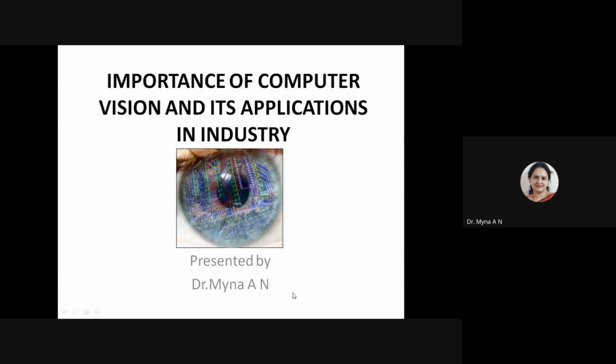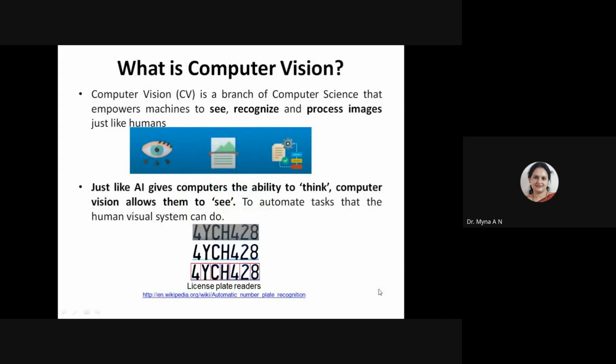A very good evening to one and all gathered here for the presentation on the importance of computer vision and applications in industry. The word computer vision itself tells the meaning. Suppose a computer had eyes, how would it process the information that it sees? That is all about computer vision. It is a buzzword now, because along with image processing and AI, computer vision is gaining a lot of importance, and it has a wide variety of applications in industries.